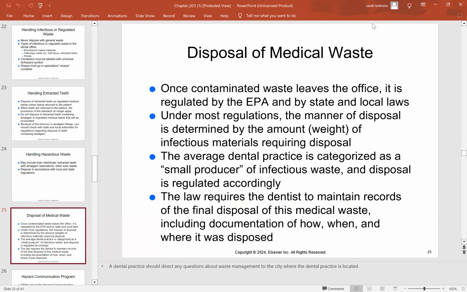The law requires that the dentist maintain records of final disposal of medical waste, including documentation of how, when, and where.